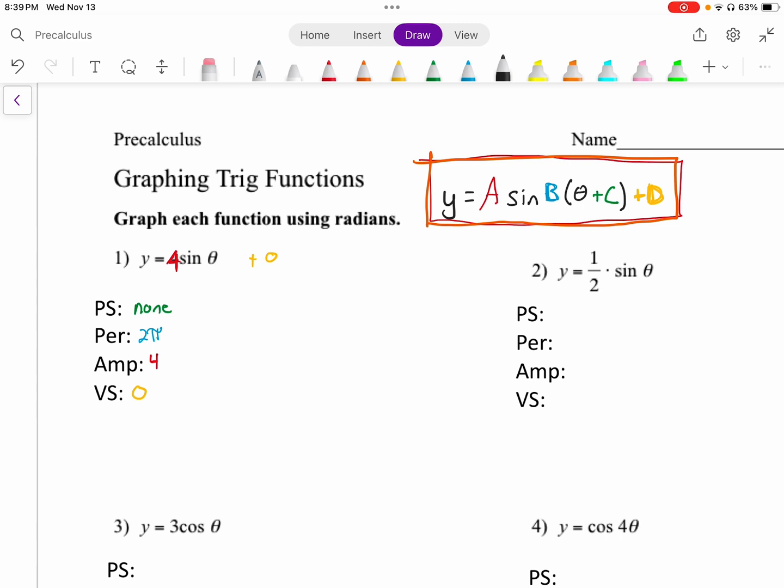And so what we're going to do is start with our x-axis, or actually since we're using theta, it's our theta axis, but think of it as your x-axis. There's no phase shift, which means we can just put our y-axis in there and start from there. The period's 2 pi. There's no phase shift, so our starting point is 0. This is important. We take our starting point, which is 0.